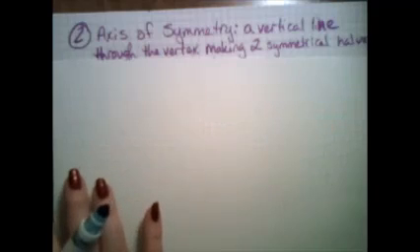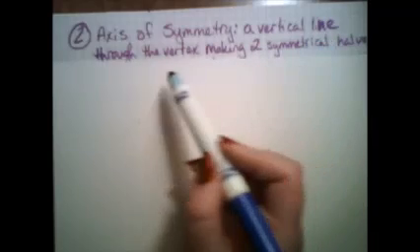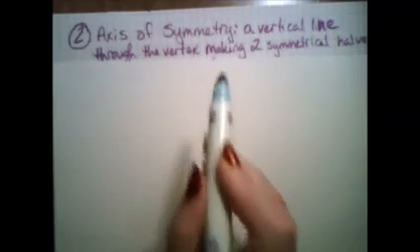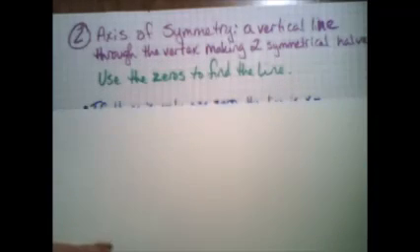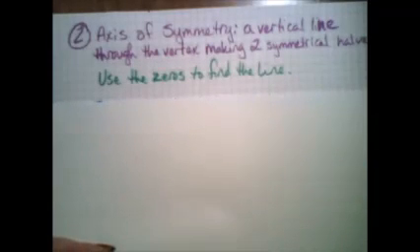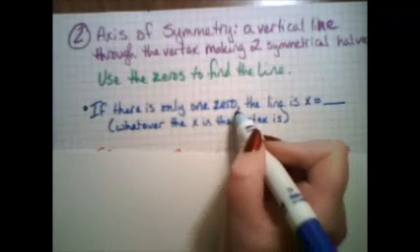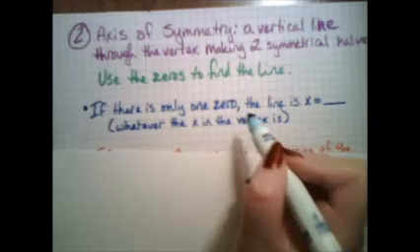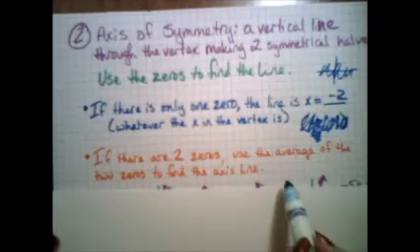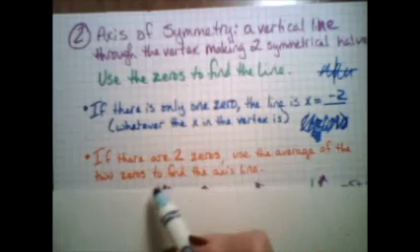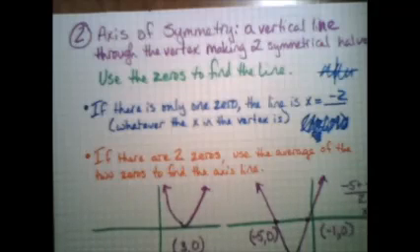Another characteristic of a quadratic equation is that they have an axis of symmetry, a vertical line through the vertex going straight up and down, making two symmetrical halves. They are mirror images of each other, and we can actually use the zeros to find the line. If there's only one zero, then you know that the zero is the vertex. If there are 2 zeros, you're going to use the average of the 2 zeros to find the axis line, because the axis line is going to come right in the middle.